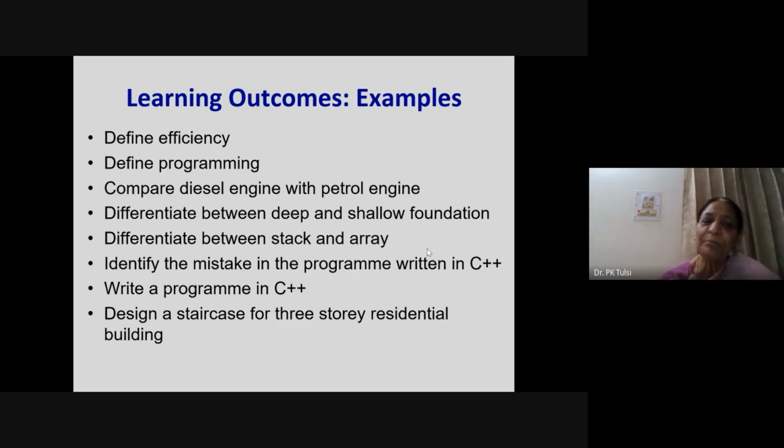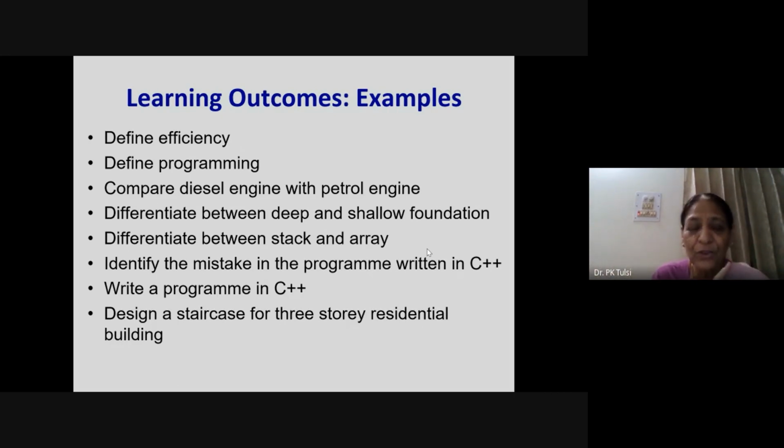Now, if you try to compare these things, you will see all these learning outcomes start with an action verb. Define is an action verb. Compare, differentiate, identify, write, or design. All these are action verbs, and these are indicating the behavior which needs to be demonstrated by the learner at the end of a unit of instruction.